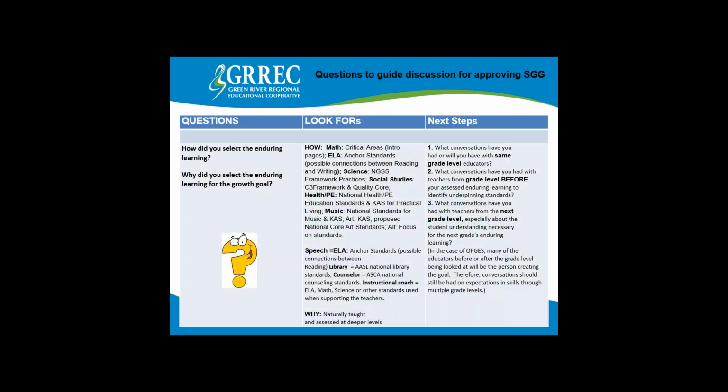All right, so the next few slides we are not going to go in depth on, but these are really good resources for principals to use in guiding the discussion for approving student growth goals, but not only approving them, but then scoring them at the end. But I think it's also important that you provide this to teachers, because it helps guide them through the process as well. So you look at the questions, how did you select the enduring learning? And there are things to look for and next steps to provide. And you'll notice in there that we've also addressed the OPGES, where their enduring learnings should be coming from as well.